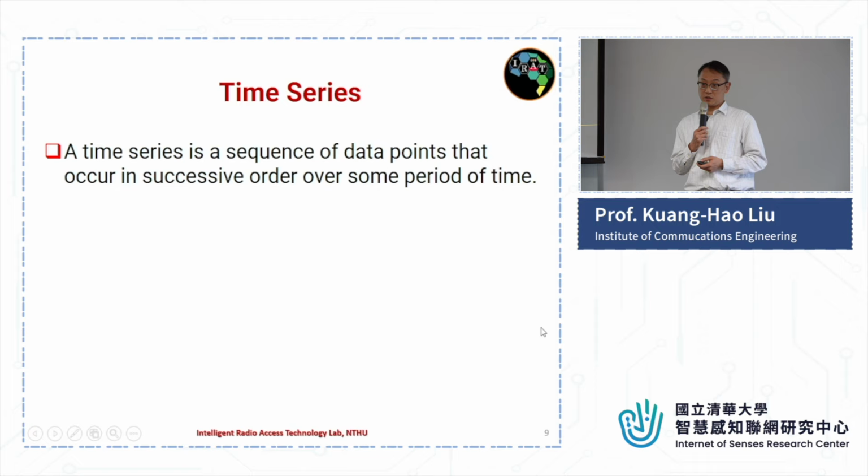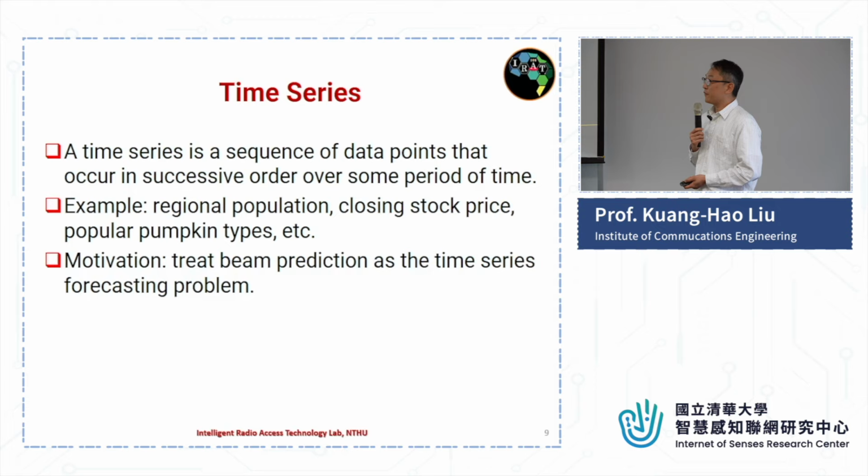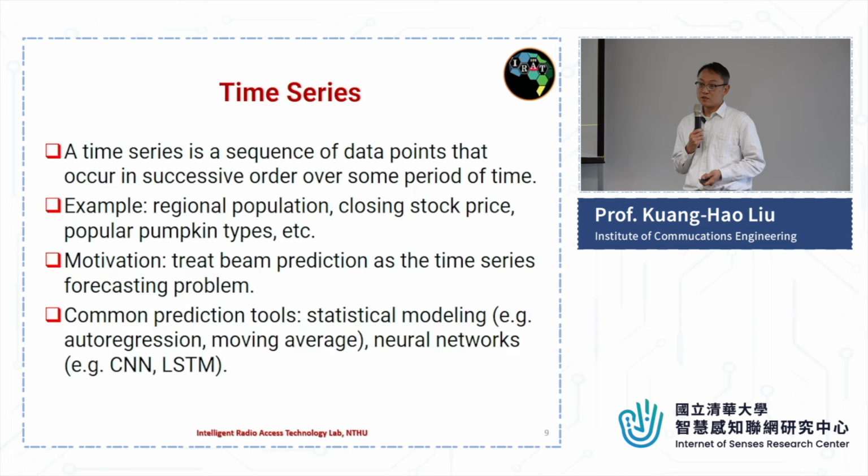So what is a time series? It's a sequence of data points that occur in a certain order over some time period. The best examples are predicting the stock price or the population increase or decrease. This motivates us to treat the beam prediction problem as a time series forecasting problem, a very classic problem in statistical processing. Commonly used prediction tools include existing models, for example, autoregression, moving average, or the combination. And neural networks are also popular nowadays.